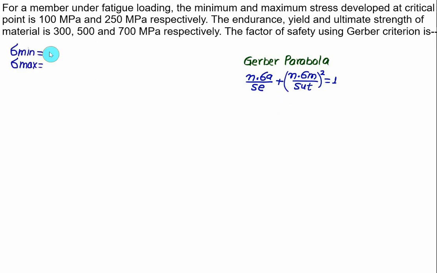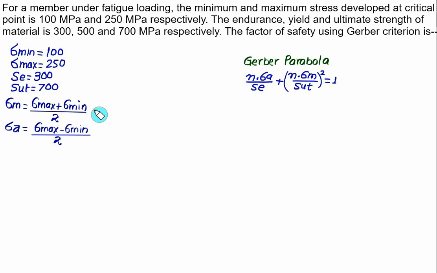The minimum stress is given as 100 megapascal and the maximum stress is given as 250 megapascal. We require the value of endurance strength in the Gerber parabola, that will be equal to 300 megapascal. And we require the value of SUT, that equal to 700. So we have SUT is equal to 700 megapascal. So using sigma min and sigma max, we'll calculate amplitude and the mean stress. So we have mean stress equal to sigma maximum, that equal to 250, sigma minimum is equal to 100, divided by 2.